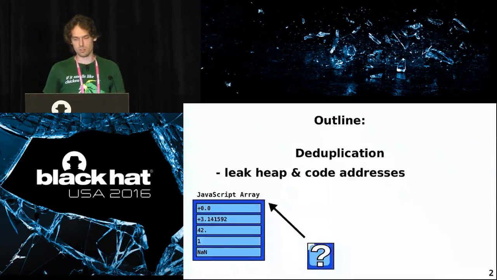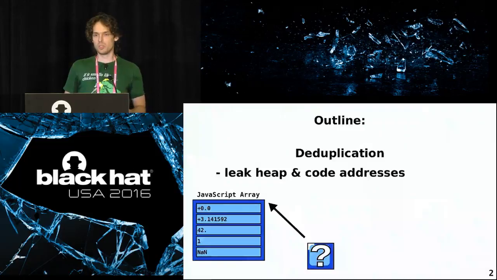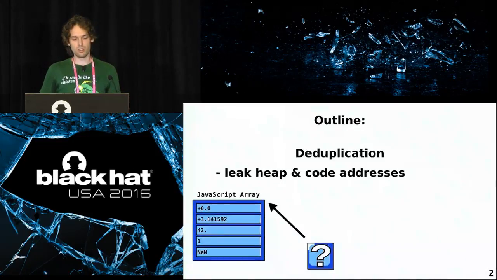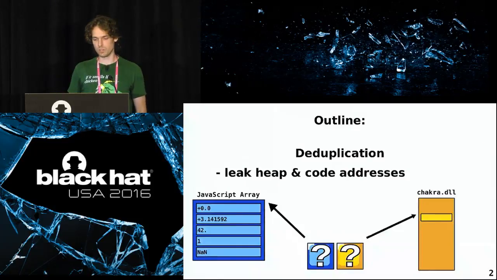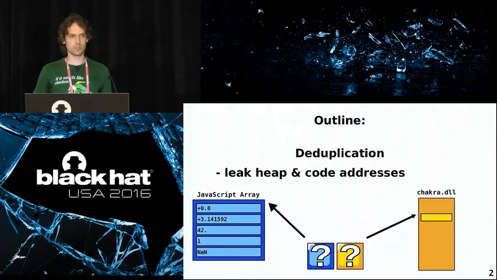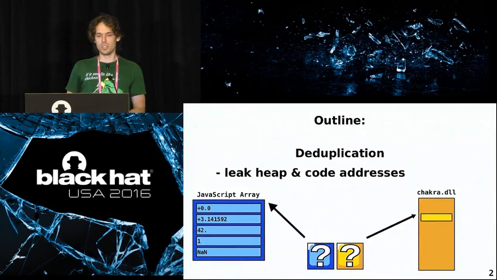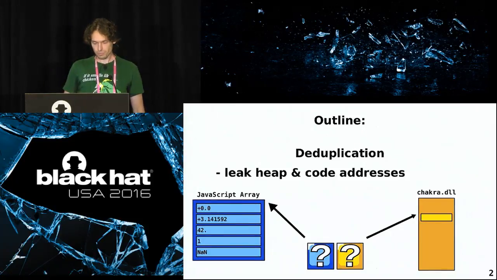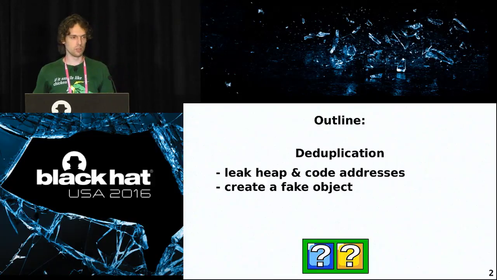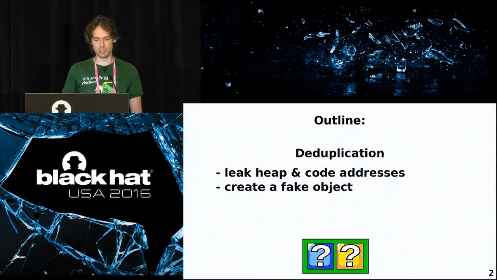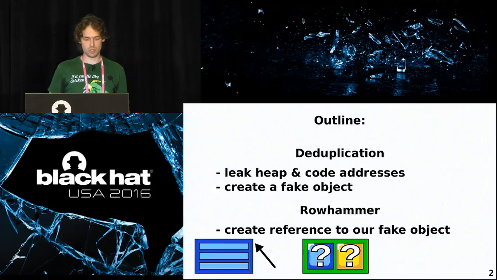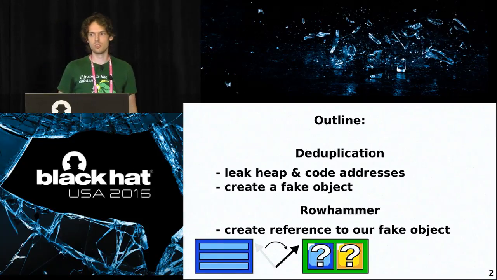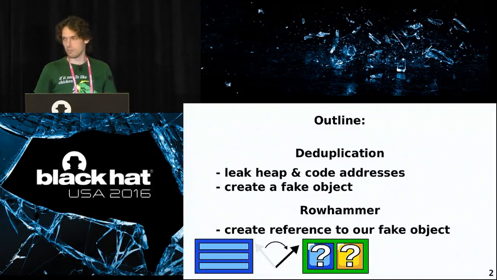So what are we going to do? In short, we will use deduplication as a side channel to leak both heap and code pointers. We will leak a heap address of a JavaScript array with contents we control, and we will leak a code pointer into a Microsoft Edge JavaScript library. This will be enough for us to craft a fake object, but the object will still be in our data, so we don't have a reference to it. So we will use Rowhammer to create a reference to this object, and this will enable us to get an arbitrary read-write primitive from there.